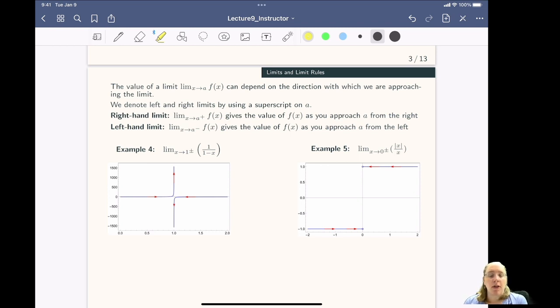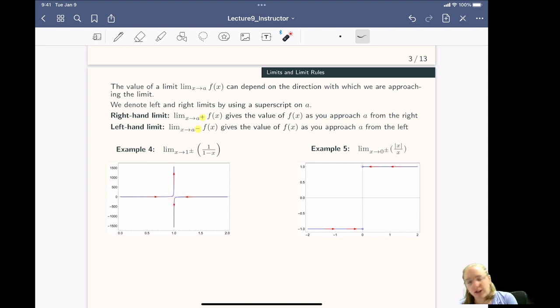Well, sometimes the value of the limit depends on how we approach the quantity. So for some functions, if we approach the value of a from the left, or if we approach the value of a from the right, we're going to get a different answer. So we denote these as the right hand and left hand limits, and we put a little positive sign or a little negative sign in a superscript of a to denote whether we are approaching it from the right, which is the positive one, or from the left, which is the negative one.